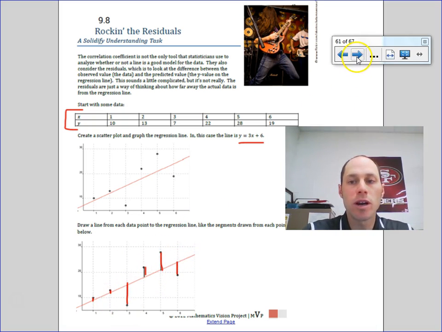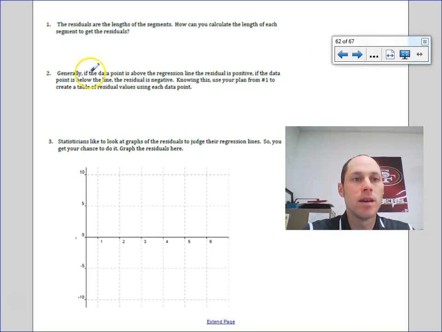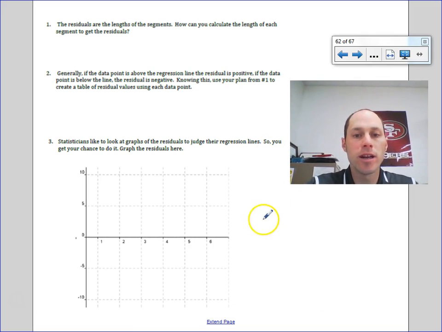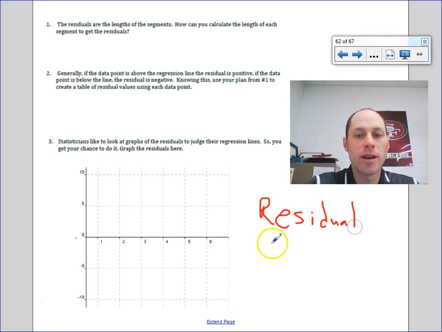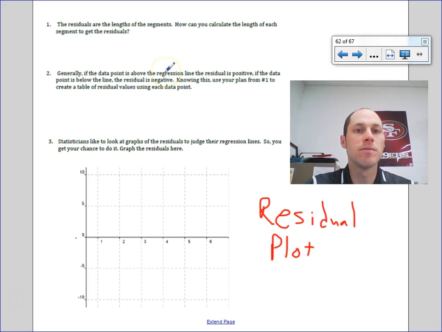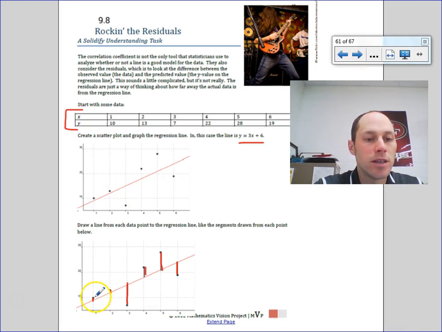So another way to help us organize this information is to create a residual plot. The way we create a residual plot is we need to calculate the residuals. And in order to do that, we need to compare how far off we are from the predicted values each point is. So how do we calculate the length of each segment? Well, how are we going to figure out where this point is? Well, the y value here is 10. So what I can do is figure out how far away I am from this line.